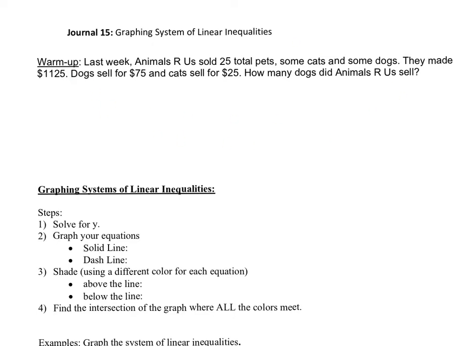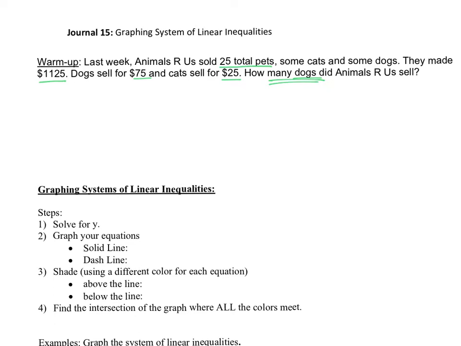And this warm-up is one of those word problems where you have to change them into a system in order to solve. So this one says, last week at Animal RS, sold 25 total pets. That might be important, so I'm going to underline that. So we sold 25 total pets. Some were cats, some were dogs. And they made, so the total, $1,125. The dogs sell at $75 and the cats sell at $25. They want to know how many dogs did Animal RS sell.